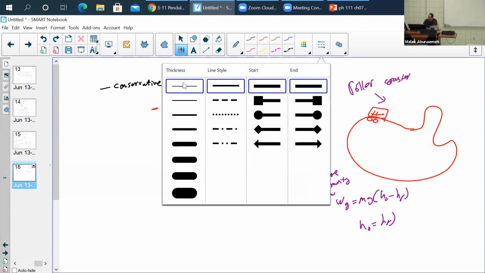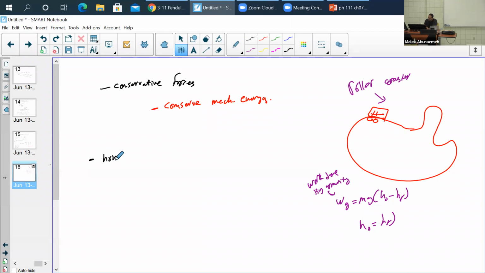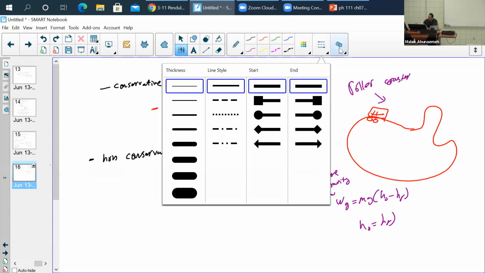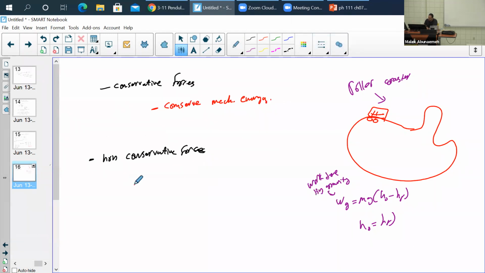Now your non-conservative force, let me write this down. Just like its name, this does not conserve mechanical energy, where your mechanical energy is your potential energy plus all your kinetic energies.